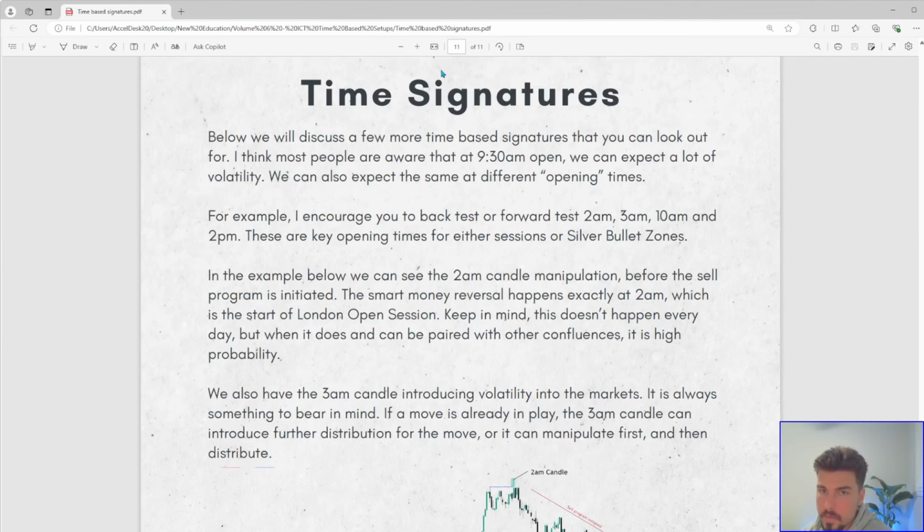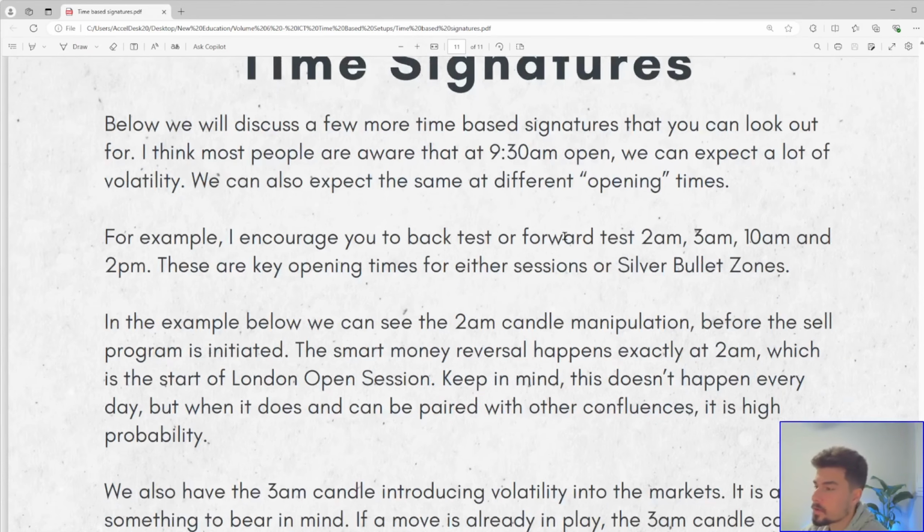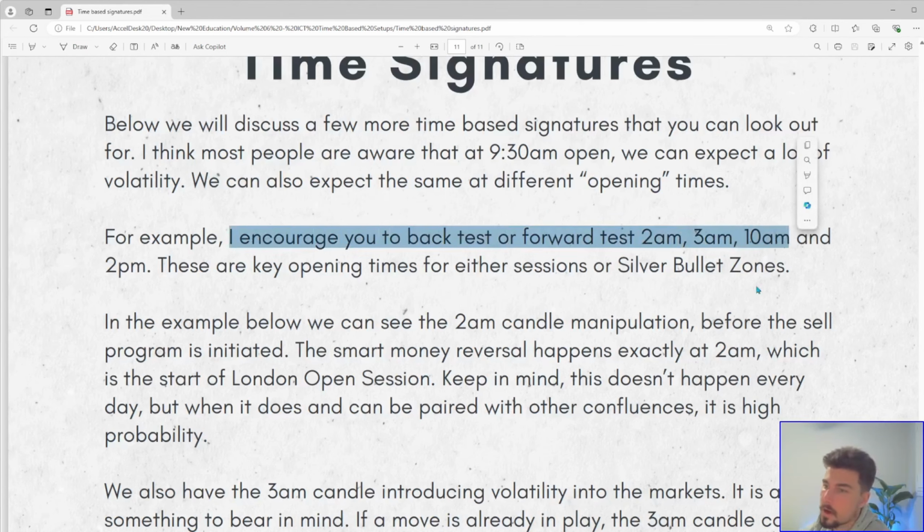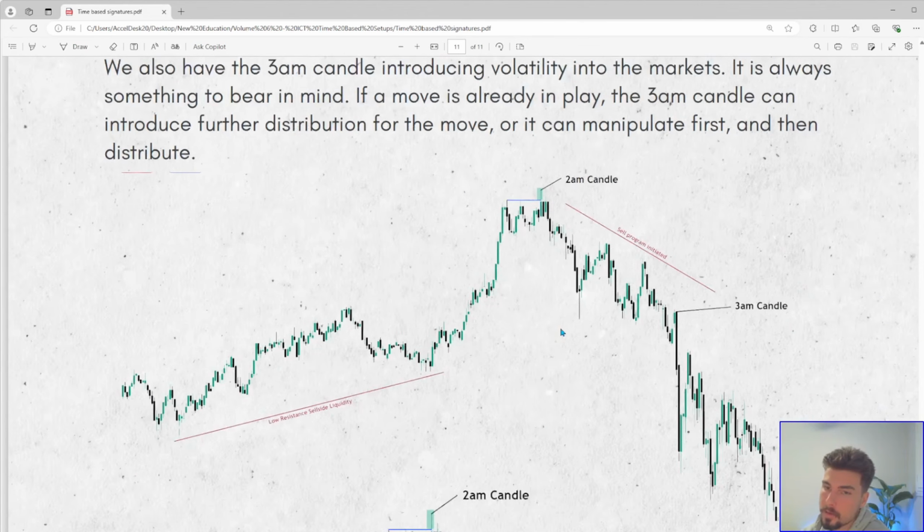So as most people know, if you trade the New York session, 9:30 open often has a lot of volatility, right? Price will move. It's the same with news events, right? News will have a lot of volatility, but I encourage you to back test and forward test these times. What are these times? They're important. Start of the London Open, start of London Silver Bullet, start of New York Silver Bullet, AM session Silver Bullet, and PM session Silver Bullet. So in this example below, have a look.